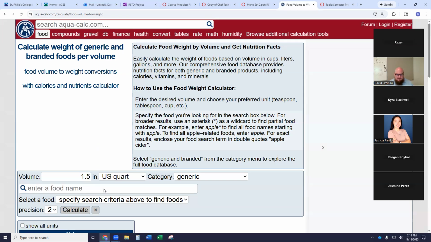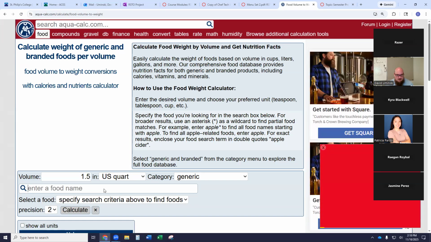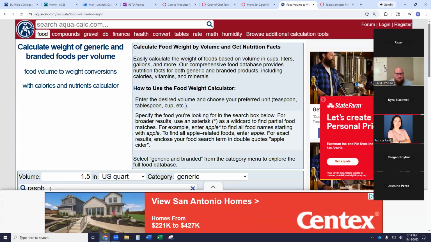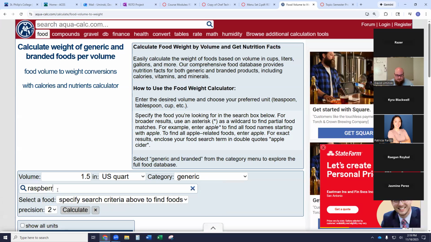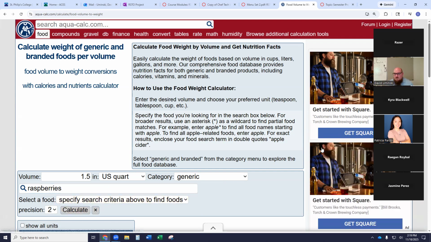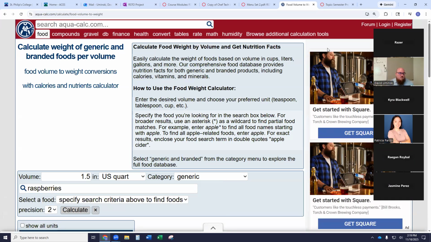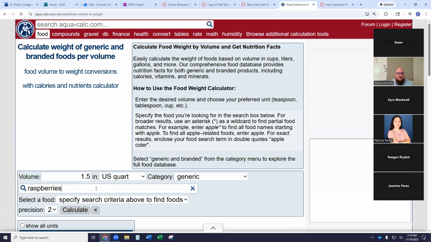US quarts. All right. I had to turn my computer off. Weird. I'm not sure why. What weight did you get for the 1.5 quarts of raspberries?